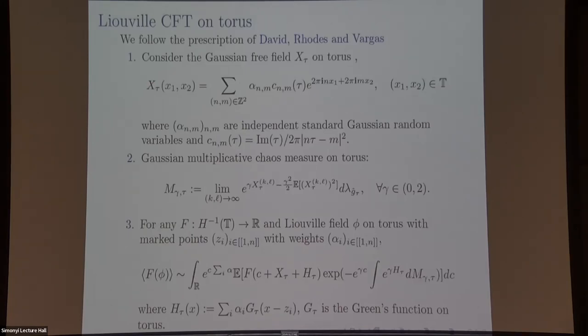Different distributions. There are several Gaussian free fields. For a given tau, this Gaussian free field is characterized by its covariance function, and the covariance function would be the Green's function of the torus, this complex torus with modulus tau. So these are different tori for different tau, exactly. We're talking about the torus.